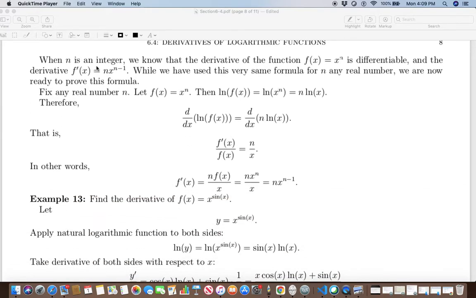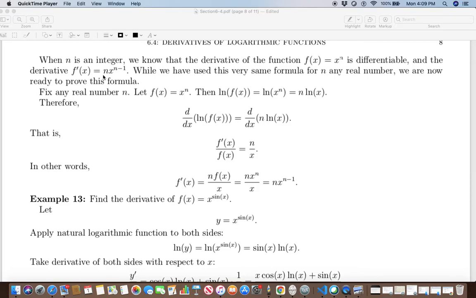Now, when n is an integer, we know the function f(x) = x to the n is differentiable, and its derivative is n x raised to n minus 1. This we had proved in the first calculus course, and you do this using properties of polynomials. You can talk about properties of polynomials when n is positive. When n is negative, then you have rational functions and you can still prove this.